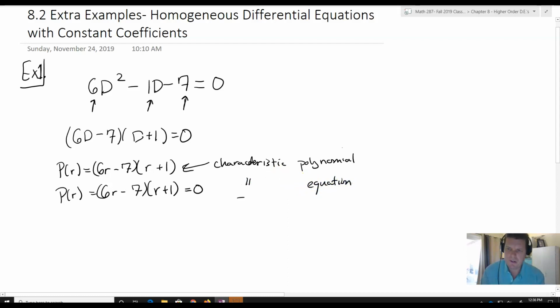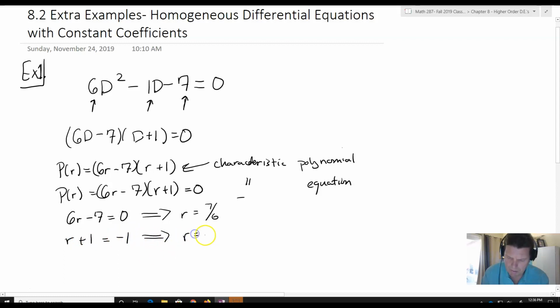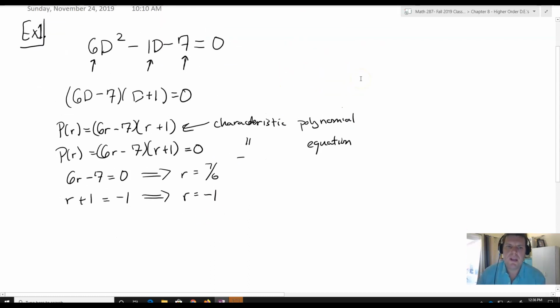And then we're just going to solve for r. So 6r minus 7 will equal 0. Okay, that gives me that r is equal to 7 over 6. And then r plus 1 equals 0, and that gives me that r equals negative 1. Okay, then we transform each one of those into a solution. Our first solution will be y1 equals e to the 7/6 x, and y2 will equal e to the negative x.